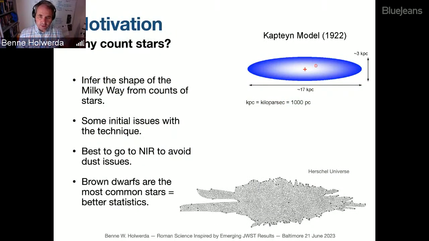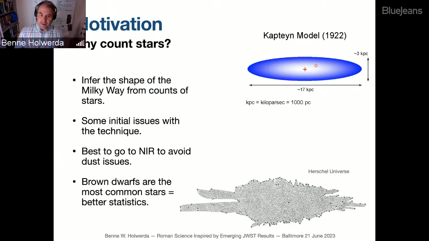So this is the motivation. Why would you count stars? If you remember from your astro classes, wasn't that a terrible idea at the beginning of the 20th century? But if you know what you're doing, you can actually infer the shape of the Milky Way that way. Similar to a crowd, for example, you're in the auditorium right now, and if there's more people to the left of you than to the right of you, then you know you're not at the center of the room, if you couldn't see the edges of the room, for example.